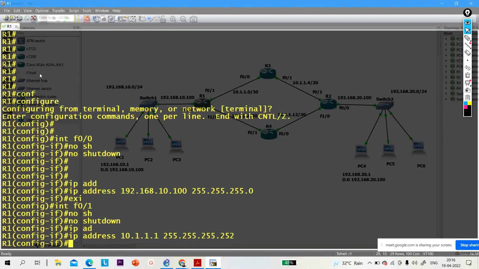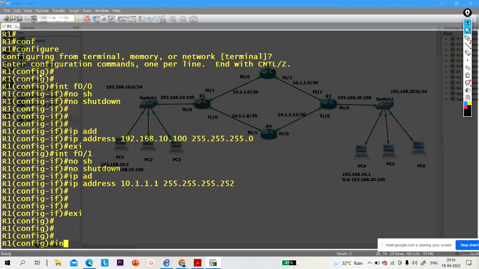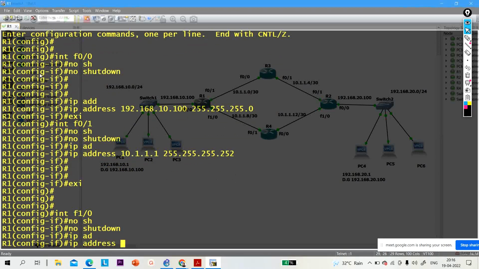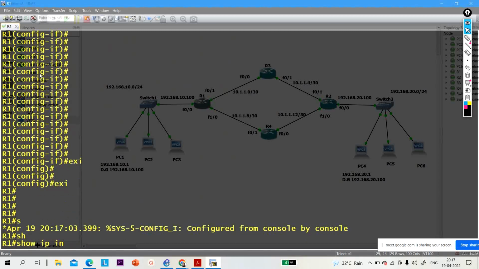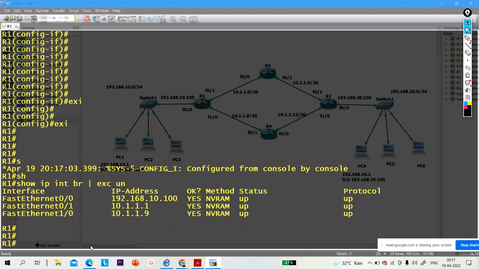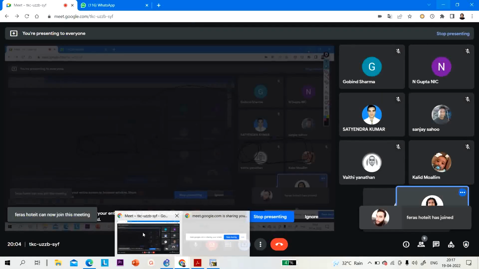Yes, right. Okay, so let me configure IP on FastEthernet 1/0. Interface FastEthernet 1/0, no shutdown. The IP address will be 10.1.1.9, 255.255.255.252. Fine. Let me verify it. So show ip interface brief, excluding unassigned. This command filters unassigned interfaces, so it shows you only assigned interfaces. You can see on FastEthernet 0/0 the IP address is 192.168.10.100, and the status is up and line protocol is up. Fine.